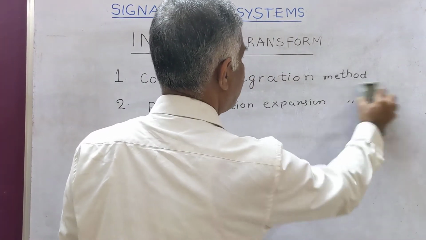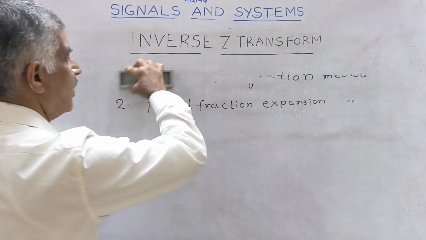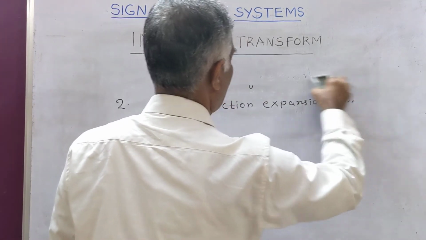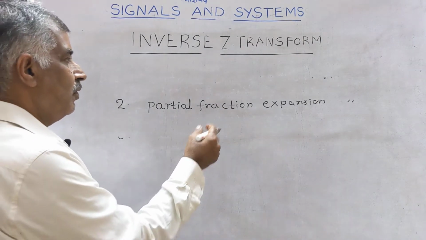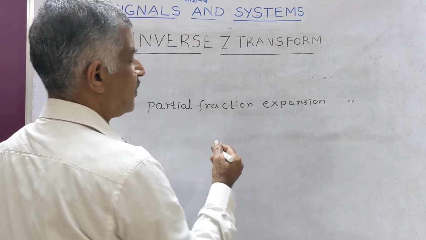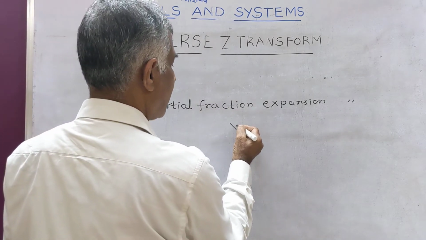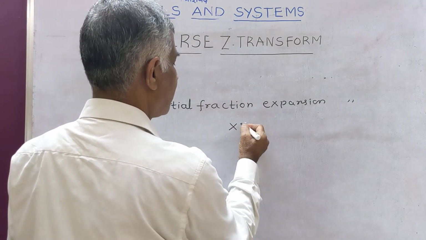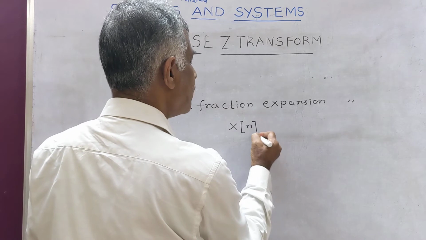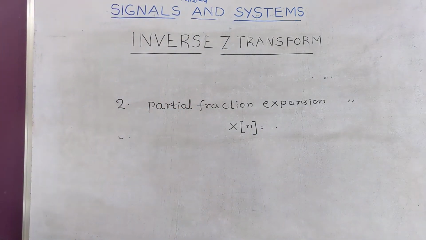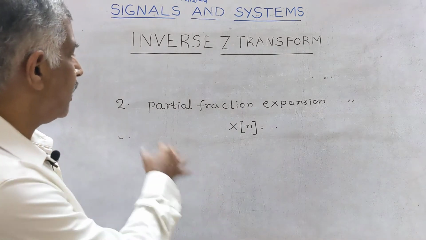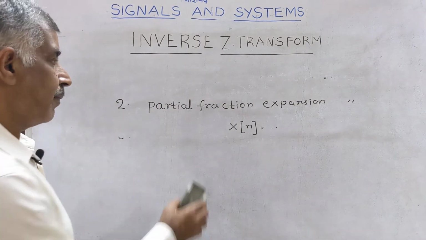The partial fraction expansion method is a popular method of carrying out inverse Z transformation. It gives us x of n in rational form.